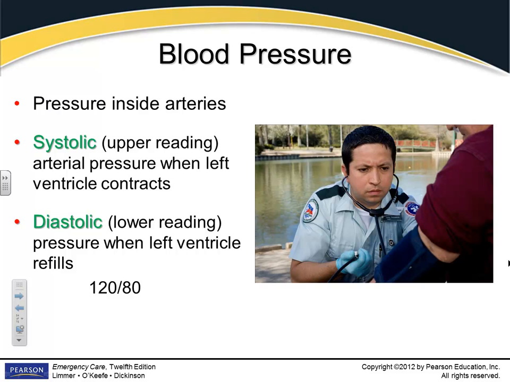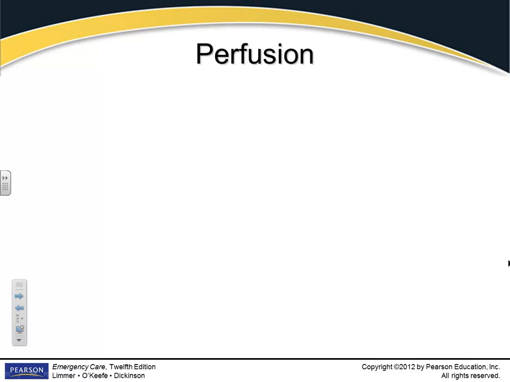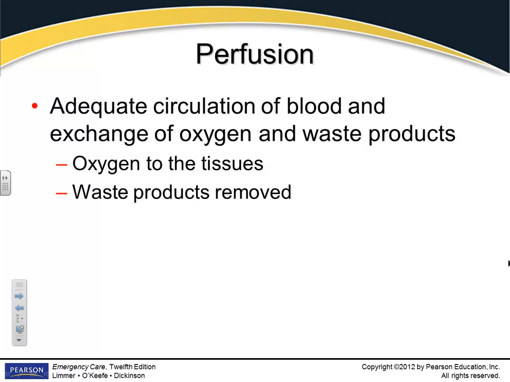So we know A stands for what? Without. That's right. Okay, I mentioned perfusion. That's a term you have to be very sure about what that means. Perfusion indicates adequate circulation of blood, the exchange of oxygen and waste products. So oxygen is delivered to the tissues, waste products are removed.